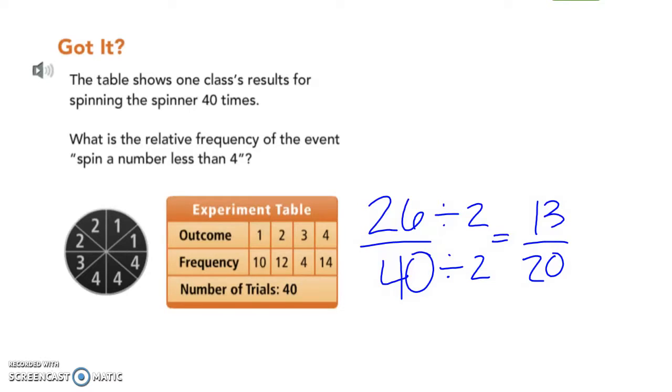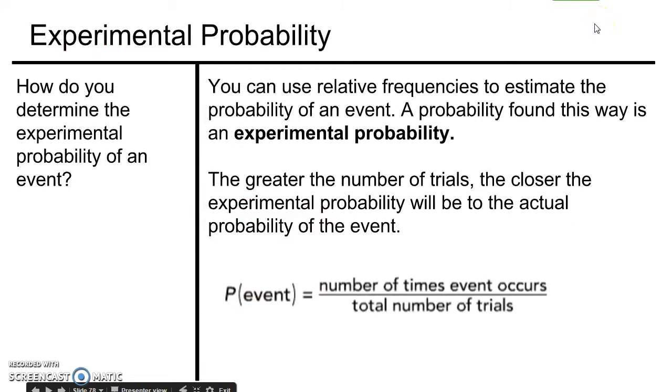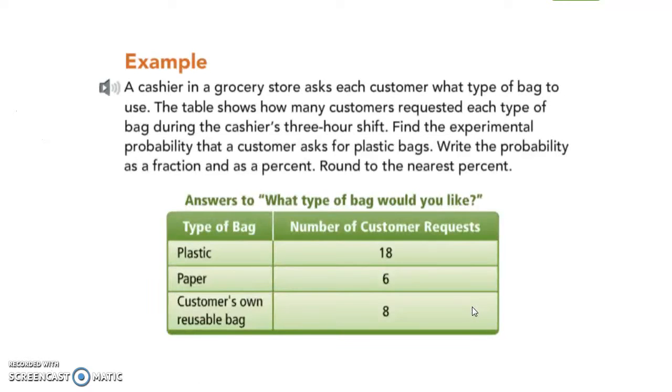Or they might say that you could write it as a decimal. In that case, it would be 0.65. That would be the relative frequency. You just have to read the directions to know what form they want it in. So that is relative frequency, which is just the same as experimental probability. Remember our probability notation, whatever is in the parentheses is what we're finding the probability of happening. And our little formula is the number of times the event occurs over the total number of trials. And it works just like the relative frequency.